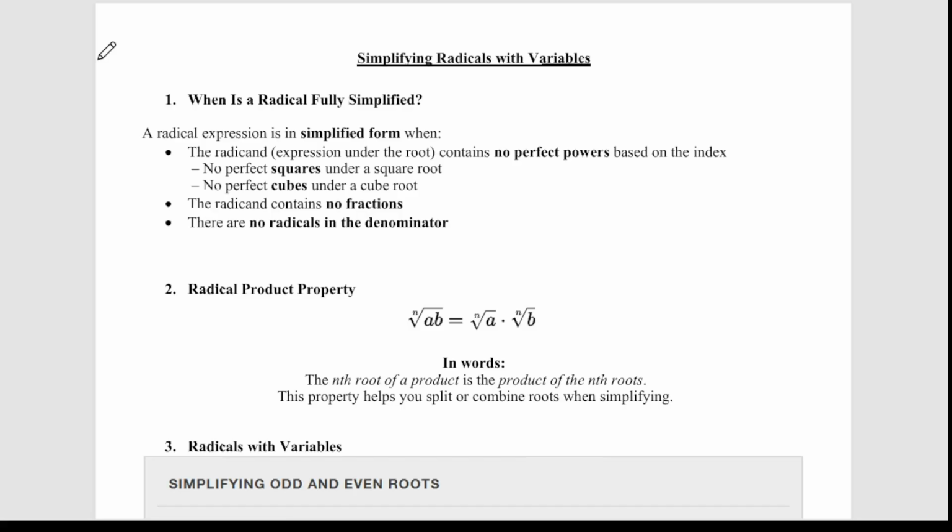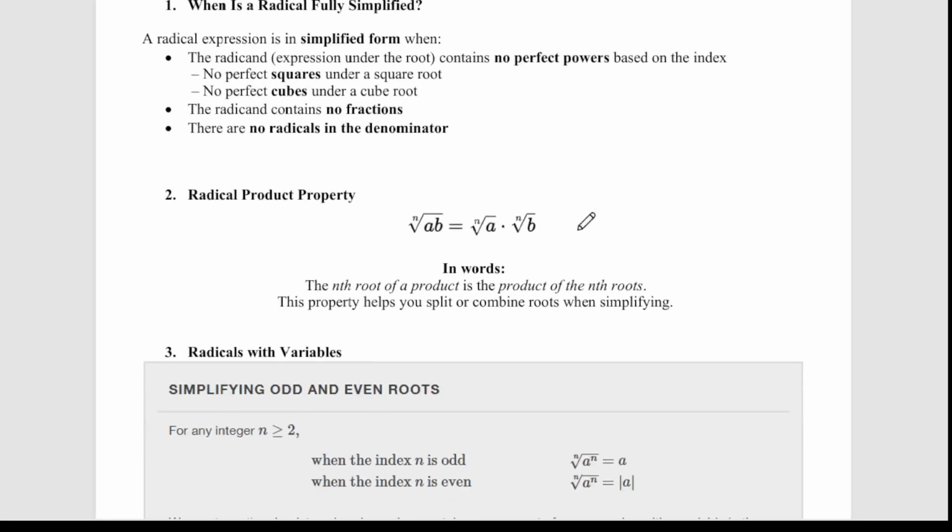You still want no perfect powers underneath that root, so any perfect squares in front of the square root, perfect cubes in front of the cube root, perfect fourths in front of the fourth root, etc. You shouldn't have any fractions in the radicand, and there should be no radicals in the denominator. We're still going to exploit the radical product property, where we're able to break up that multiplication under the radical into two different radicals. It's very equivalent to say that about fractions as well.